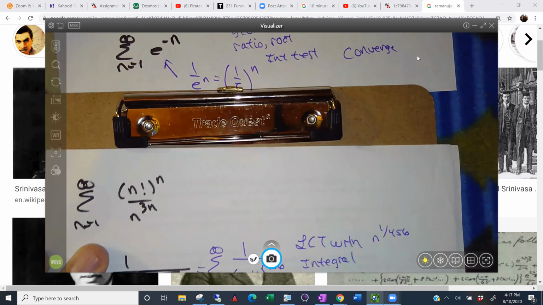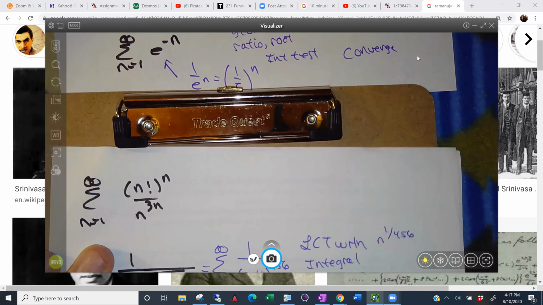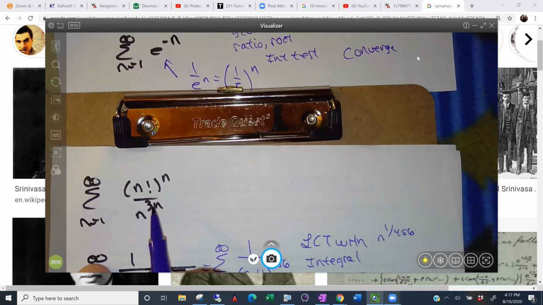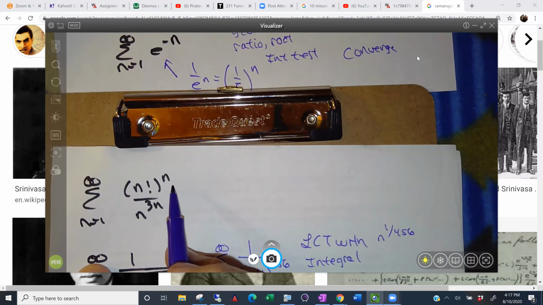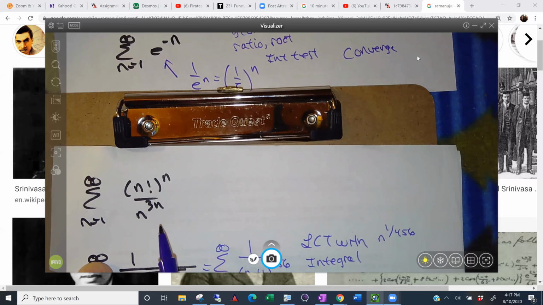So continuing down with our list here, kind of a wild one, n factorial to the nth power. Wow, I just can't imagine how fast that would grow. It grows really, really big. Over n to the 3n power. Man, that's a battle of the titans. Not sure who's going to win on that one.